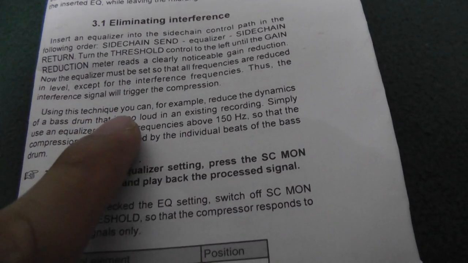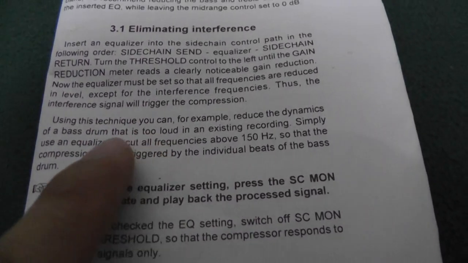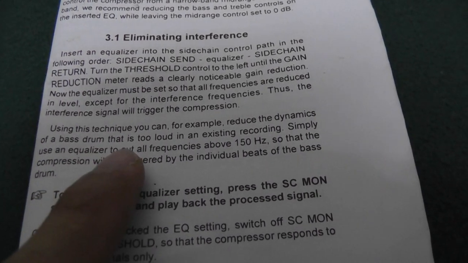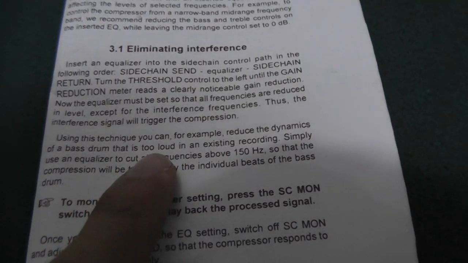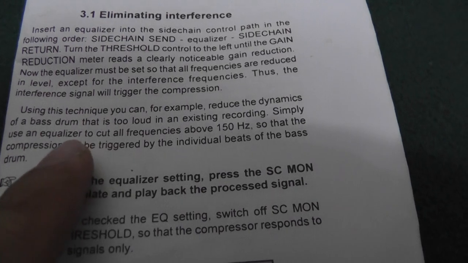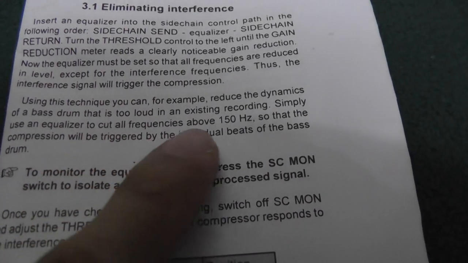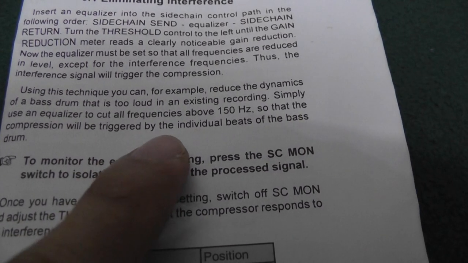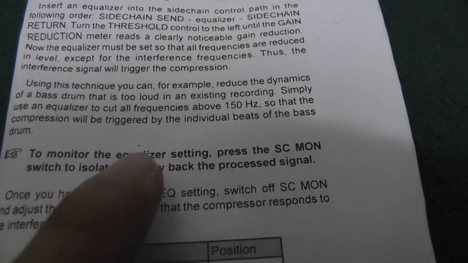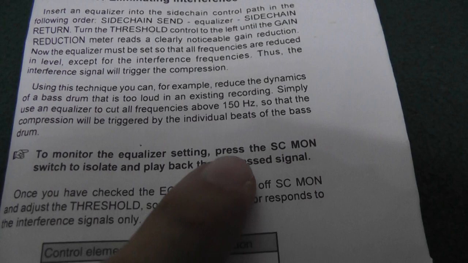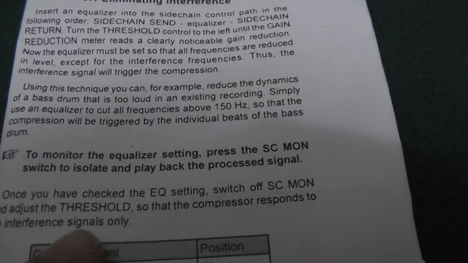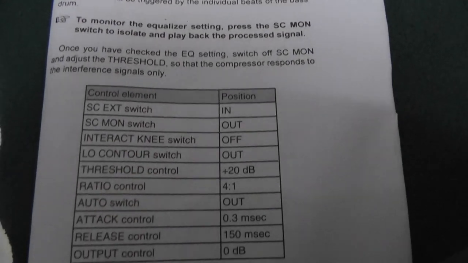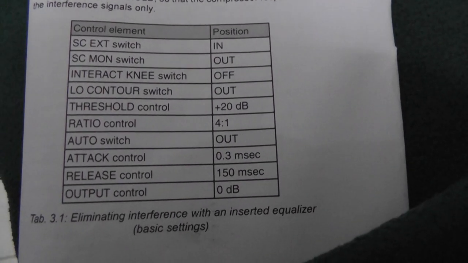Using this technique, you can, for example, reduce the dynamics of a bass drum that is too loud, which I actually want to remove. In an existing recording, simply use an equalizer to cut all frequencies above 150 Hz, so that the compression will be triggered by the individual beats of the bass drum. And to monitor the equalizer, we can press the sidechain monitor switch.